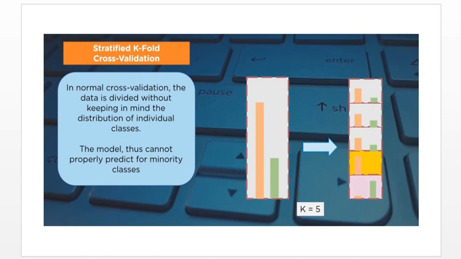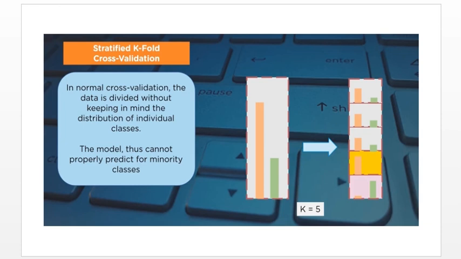Now, in the normal cross-validation, the data is divided without keeping in mind the distribution of individual classes. Hence, the model cannot properly predict for minority classes. This problem is avoided in stratified k-fold cross-validation. Hence, it provides more reliable results for classification problems with skewed class distributions.